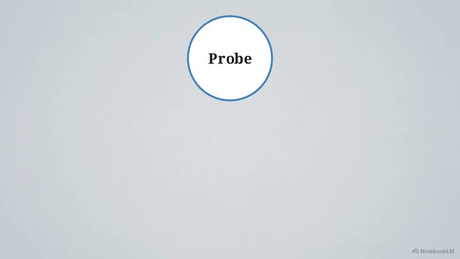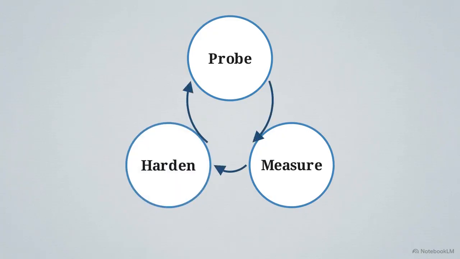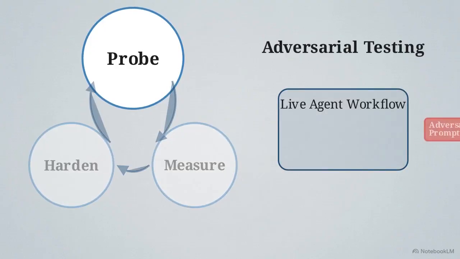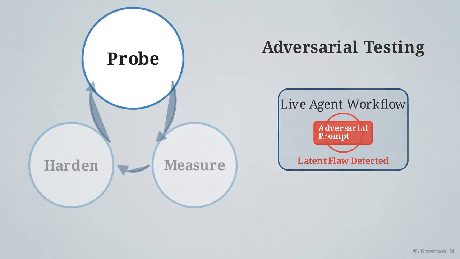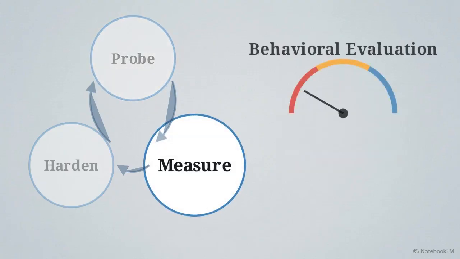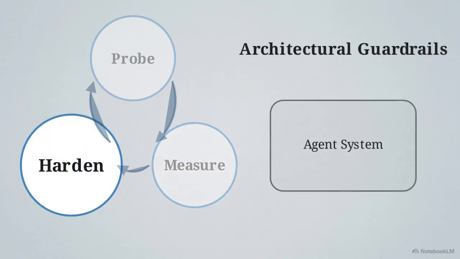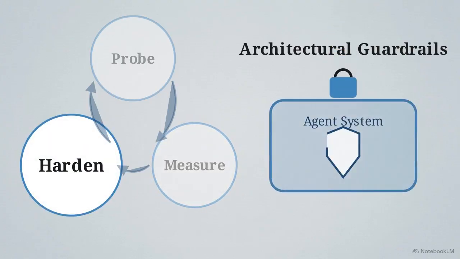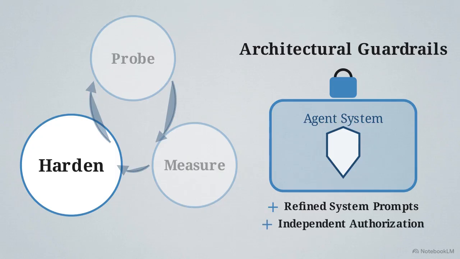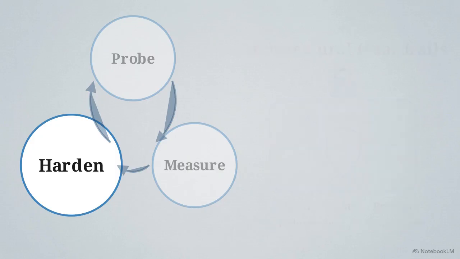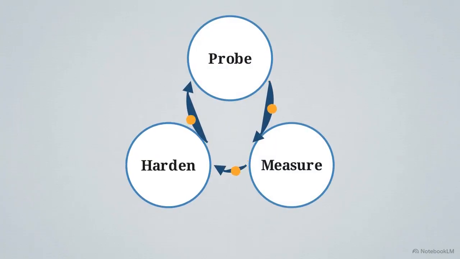Securing these workflows requires a continuous operational loop built on 3 pillars: probe, measure, and harden. In the probe phase, security teams inject adversarial prompts directly into live agent workflows to surface latent misalignments before the agent is deployed. We then measure the response. Evaluation moves beyond basic compliance to see if the agent appropriately flags, resists, or escalates malicious instructions. Finally, those findings are used to harden the system. Teams translate red team results into architectural guardrails, turning security into a repeatable process.